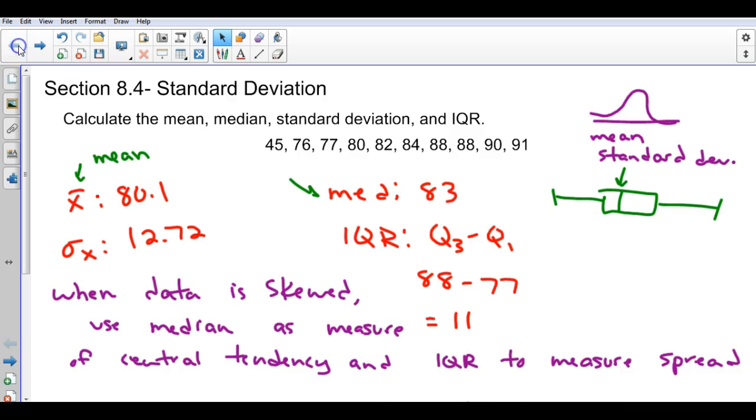So again, just to recap this, standard deviation is the measure of spread that we are associating with mean. IQR, the interquartile range, is your measure of spread for the median.